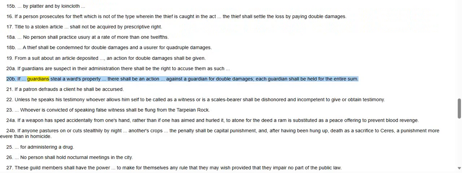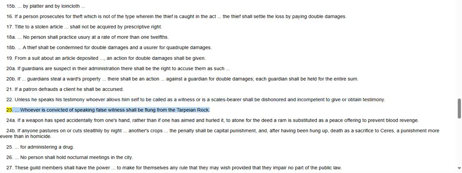20b. If guardians steal a ward's property, there shall be an action against a guardian for double damages. Each guardian shall be held for the entire sum. 21. If a patron defrauds a client, he shall be accursed. 22. Unless he speaks his testimony, whoever allows himself to be called as a witness or as a scales bearer shall be dishonored and incompetent to give or obtain testimony.